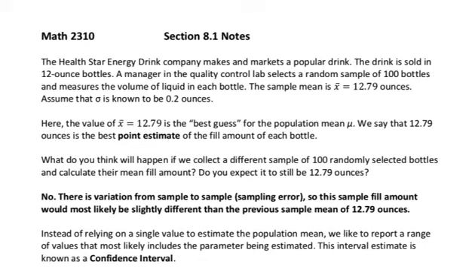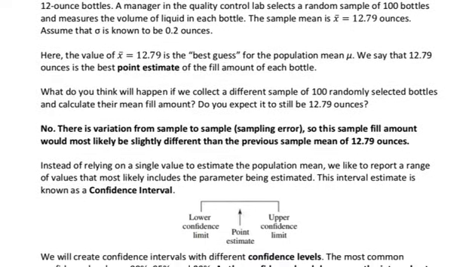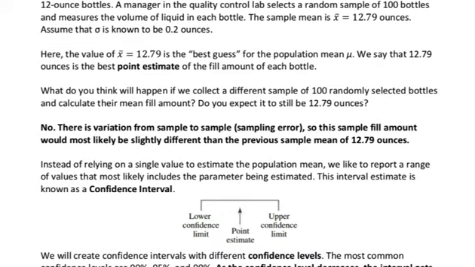So the value of 12.79 is our best guess for the population mean, and we say that this is the best point estimate of the fill amount of each bottle. If we were to collect a different sample of 100 randomly selected bottles and calculate their mean fill amount, we would get something slightly different than 12.79 ounces. Probably it will be close to that, but probably not exactly 12.79. This is because there is variation from sample to sample, which is also called sampling error.